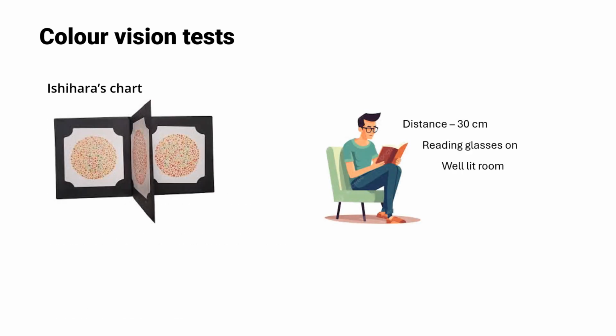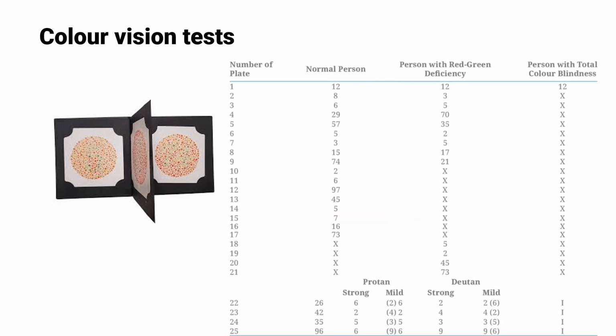So the first color vision test is Ishihara's chart. For Ishihara's test, we use a chart which has almost 24 or 36 plates. The patient is seated and the chart is held at 30 centimeters. The reading glasses are put on and it should be in a well lit room. You will examine one eye at a time and ask the patient to read each plate, and you will record what the patient sees and what is on the chart. A normal person sees what is present.